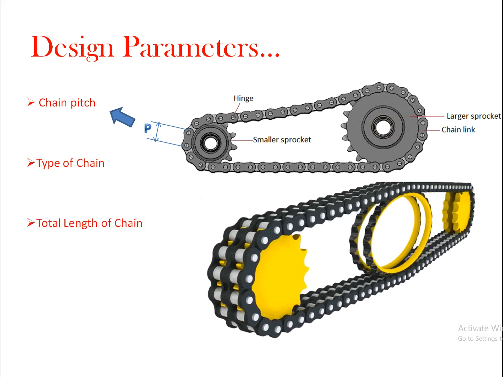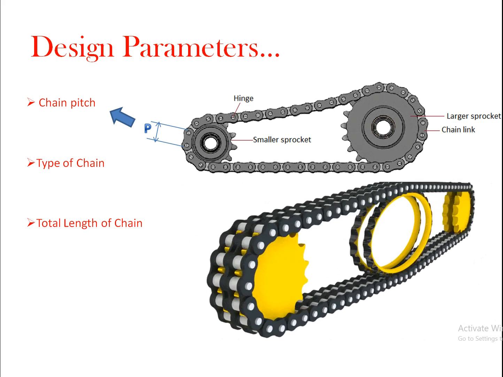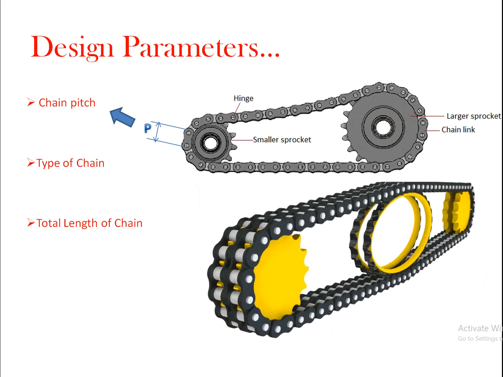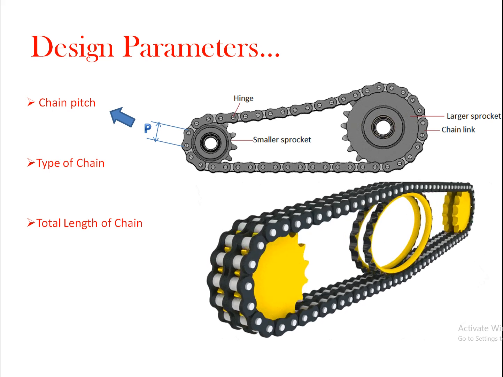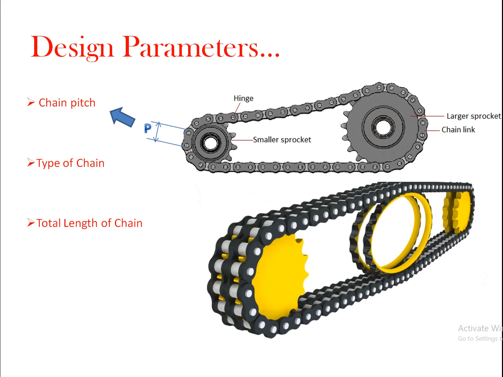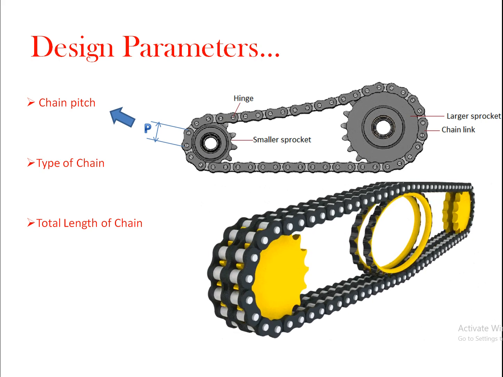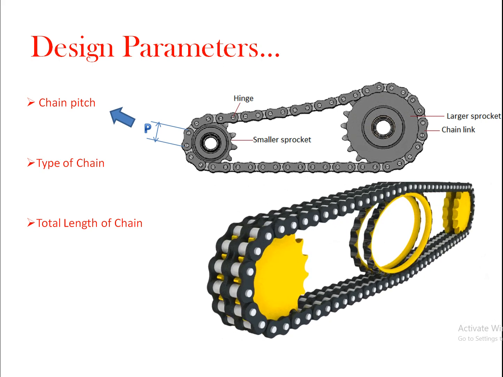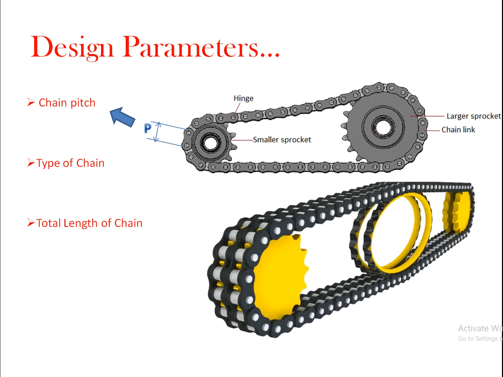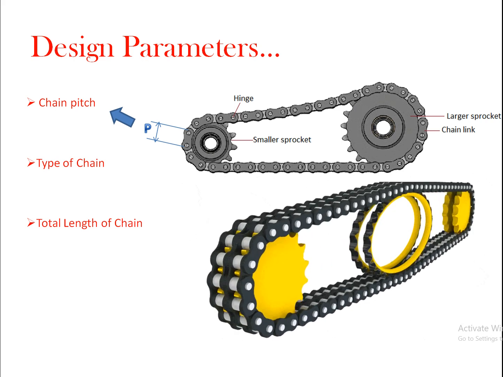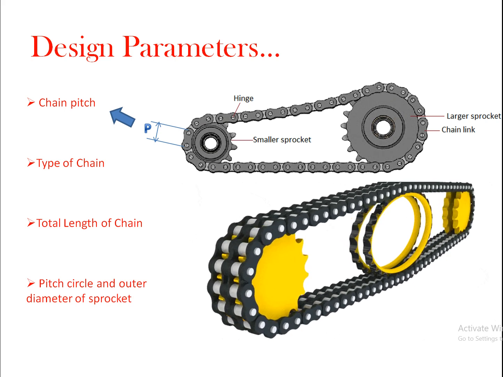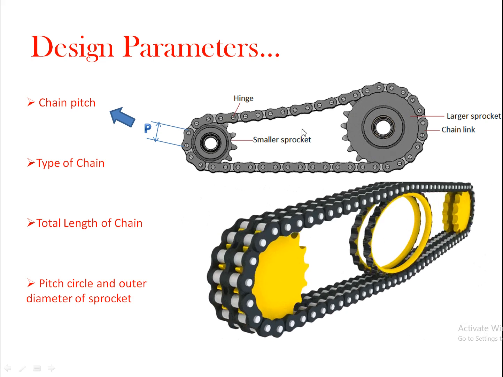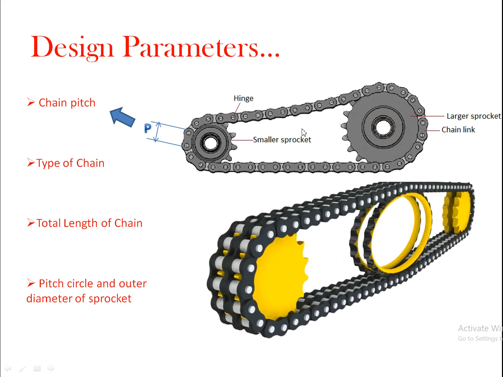After this you need to find the total length of the chain. That is very important because the chain length must be accurate so that proper transmission will happen. If it is too short, the connection will not be proper, and if it is too long, more sagging will happen at the top and the chain will not be held tightly. So accurate total length is very important. Finally, you need to find the pitch circle diameter as well as the outer diameter of the sprocket. These four are the basic parameters which we are going to find.